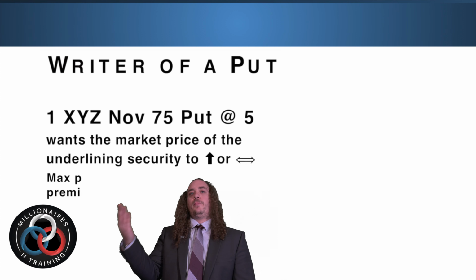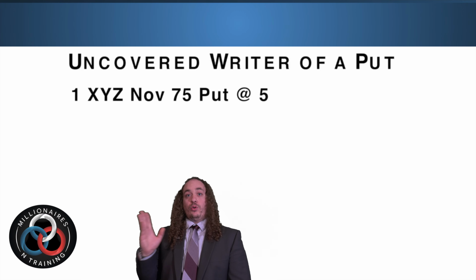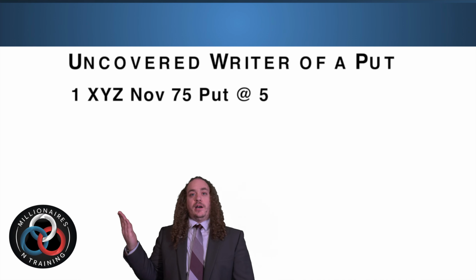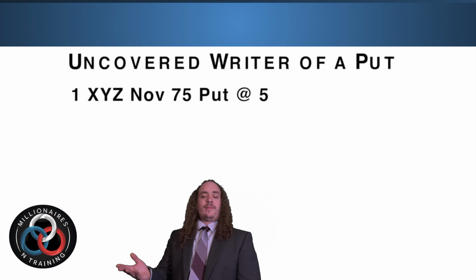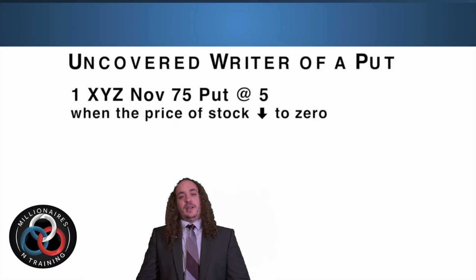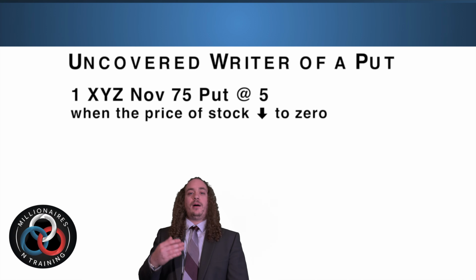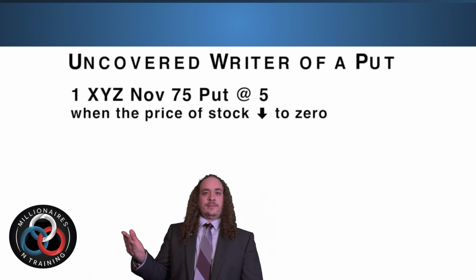What is the maximum possible loss for the writer of a put? That depends on whether or not the writer is covered or uncovered. If the writer is uncovered, then the writer will lose all the way down to zero. If the stock goes to zero and the holder exercises, then the uncovered writer will be obligated to buy worthless stock at the strike price.